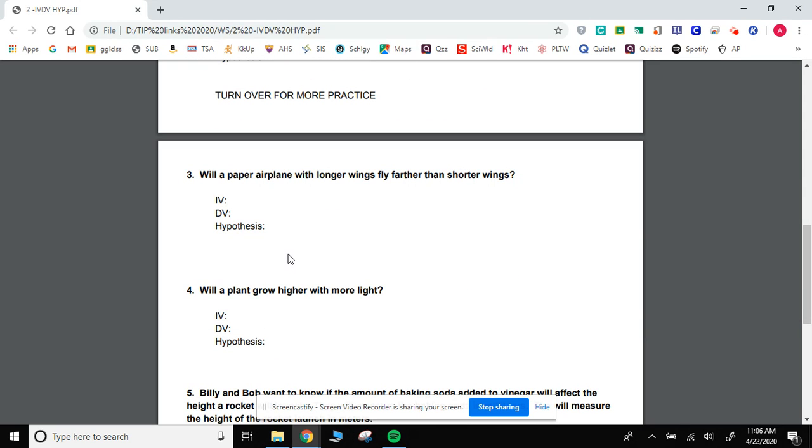Number three, will an airplane with longer wings fly further than with shorter wings? How we want to think here is that the length of the wings will affect how far the airplane flies. So the cause would be the length of the wings, so that would be our independent variable, and the effect would be how far the airplane flies, which is the dependent variable. Our hypothesis might be that if longer wings are used, then the airplane will fly further.